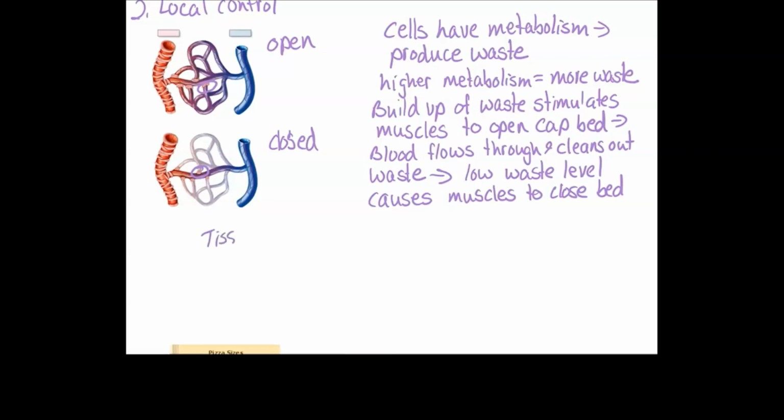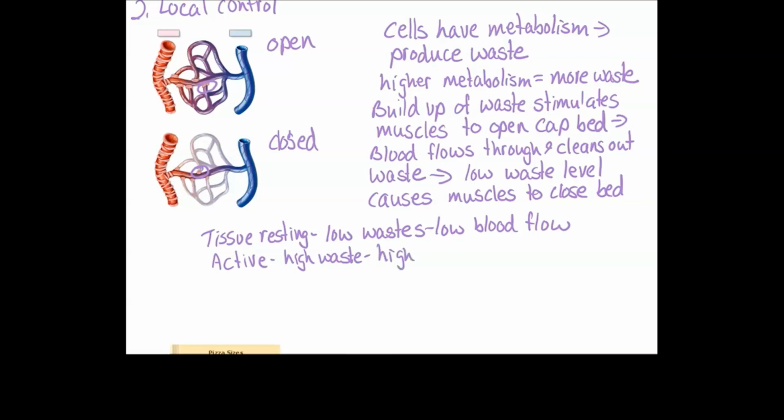When a tissue is resting, it doesn't make very much waste. So it's going to have a low blood flow. When a tissue is active, it will make more waste. And now that waste will stimulate these capillary beds to open more often, and you will have high blood flow. So this is how you adjust blood flow to always meet the needs of that particular tissue.